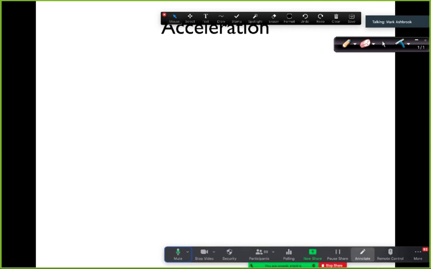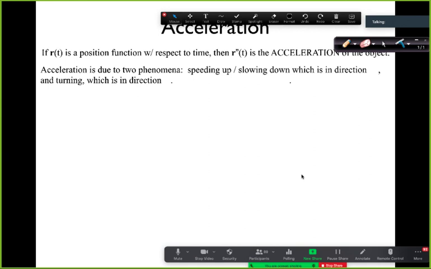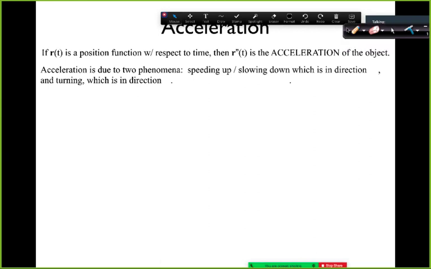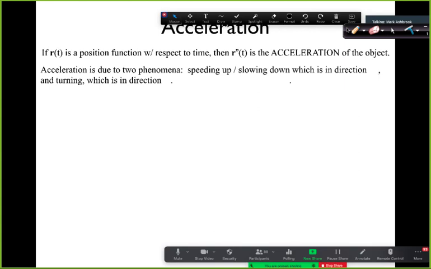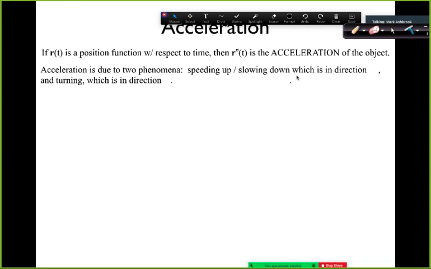So we said that acceleration, just listen and be engaged here, is the second derivative. But that second derivative is broken up into two components. There's the speeding up, slowing down. And what's the direction of that? Speeding up, slowing down is in the direction of T. Turning, which is in the direction of N.